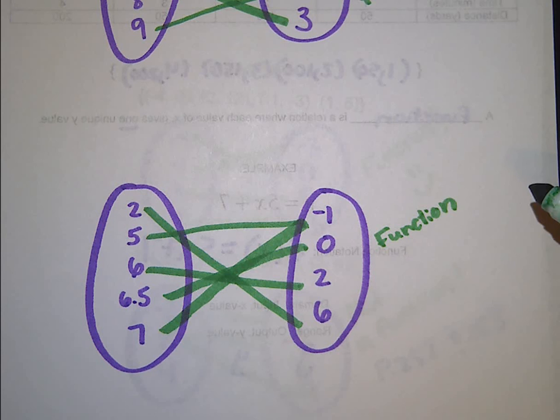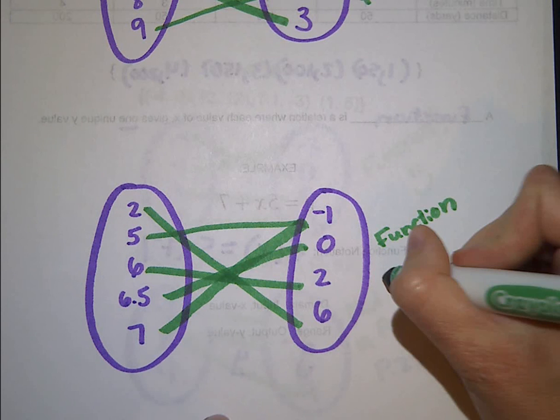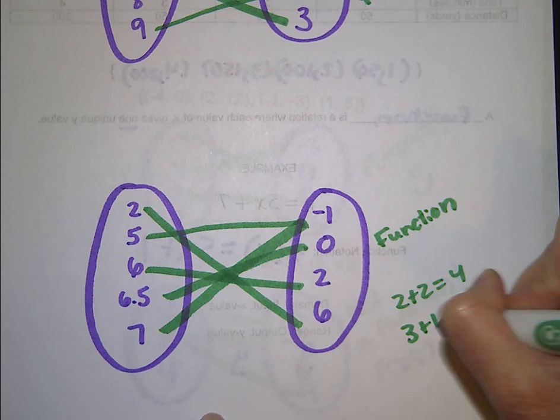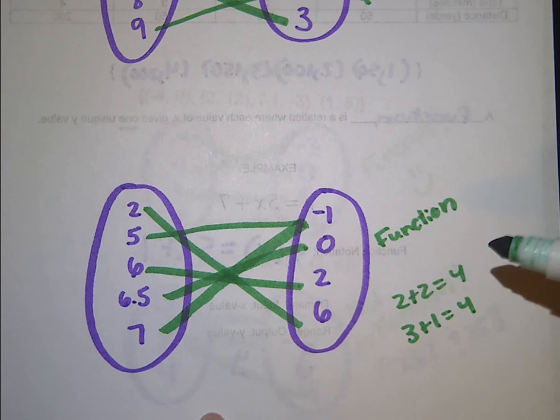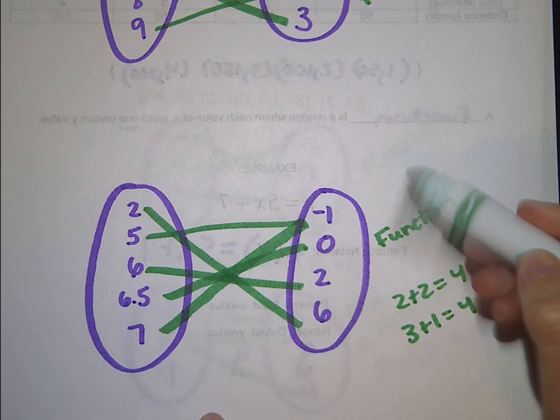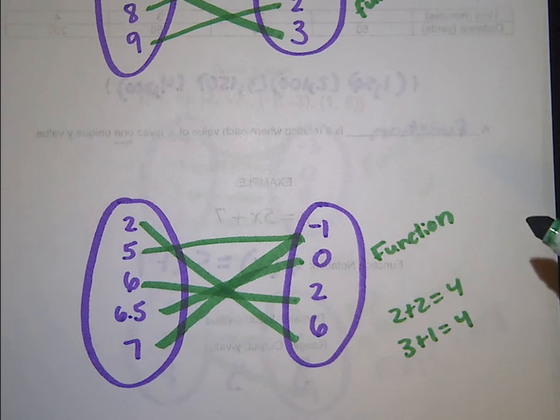So it's kind of like saying 2 plus 2, that gave me 4. But 3 plus 1, well, that can also give me 4. So just because 5 and negative 1 are connected and 7 and negative 1 are connected doesn't mean it's not a function. So this one is a function.